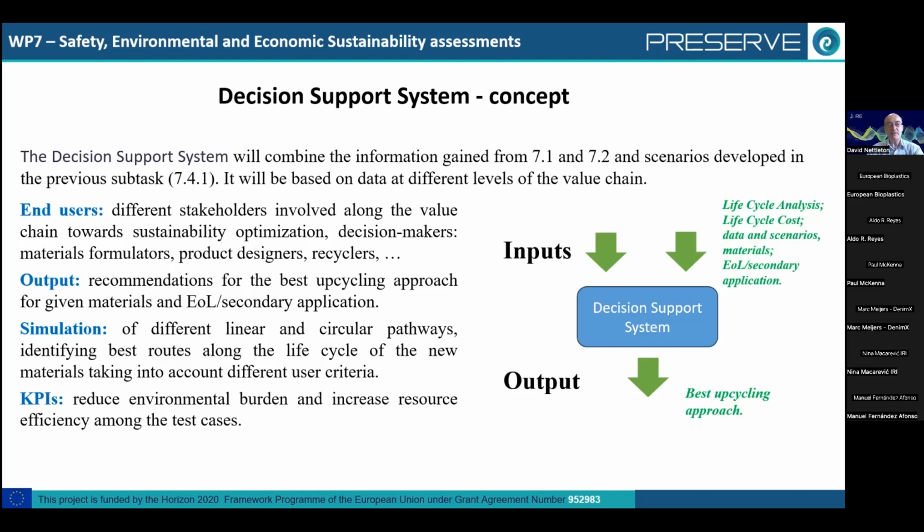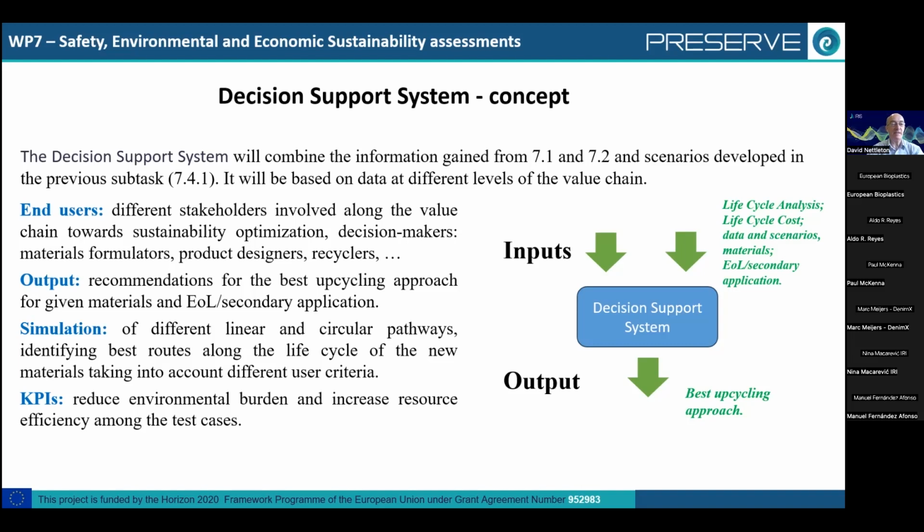And it will be based on data at different levels of what is called the value chain. And so here, key players, of course, we've got the end users, different stakeholders involved along the value chain towards sustainability: optimization, decision makers, materials formulators, product designers, recyclers. So actually, this is from the project definition. And today we could use these, or we can brainstorm and define some new ones. Okay, so this is completely open at the moment. Who are going to be the end users of this system? The output. So what is the system going to produce as an output?